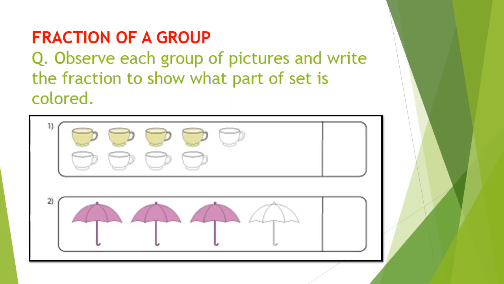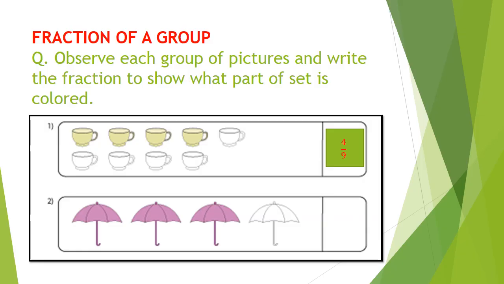Fraction of a group. Observe each picture and write the fraction to show what part of the set is colored. In the first group, what do you see? It's a group of cups. So how many cups are shaded? 1, 2, 3, 4, right? 4 cups are shaded. And what is the total number of cups? The total number will represent your denominator and the number of cups shaded will represent your numerator.